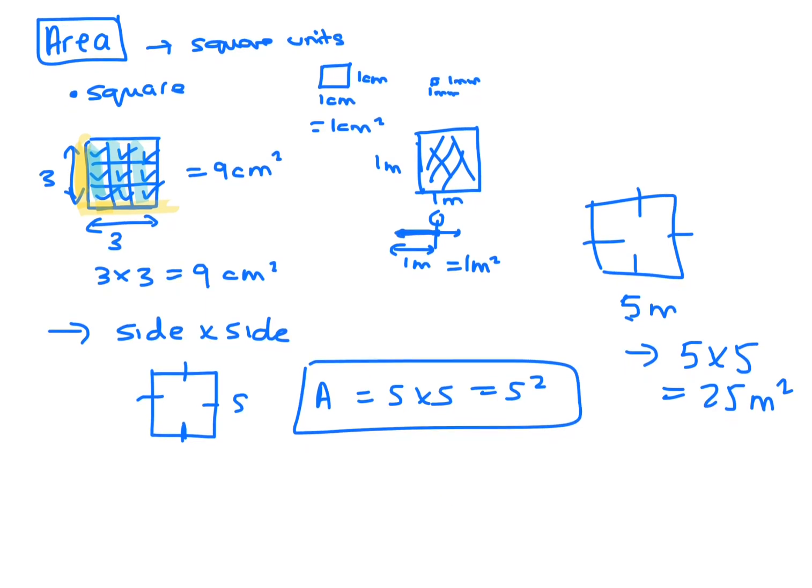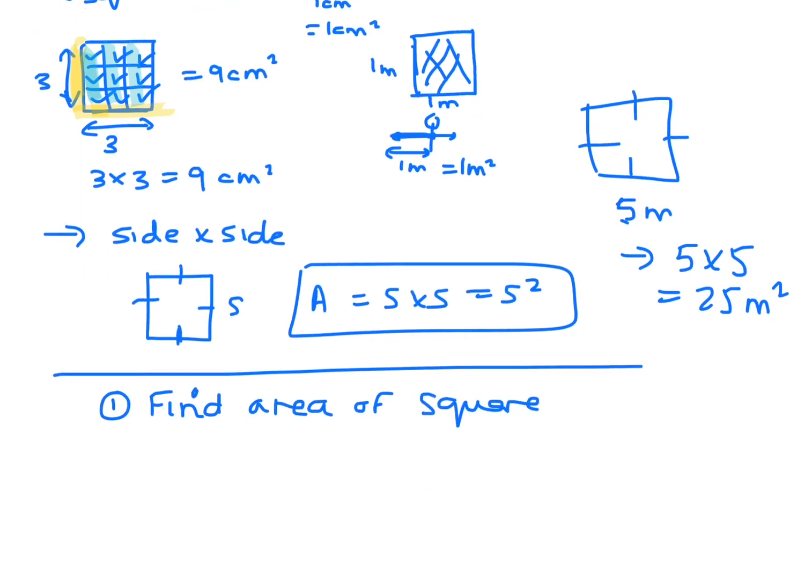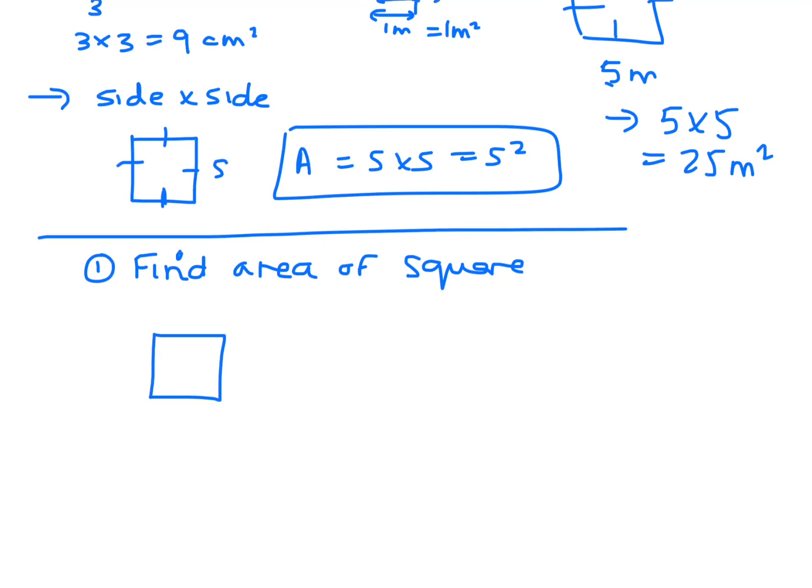Okay, if you needed to work backwards, first of all, you could find the area of the square. So if you wanted to find the area of each of these squares, let's just say that was 7 centimeters, it would be 7 times 7, which is 49 centimeters square.